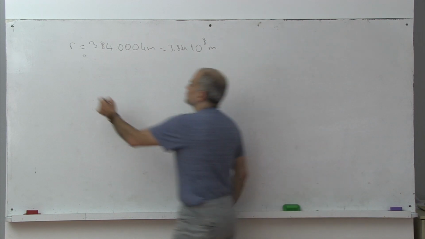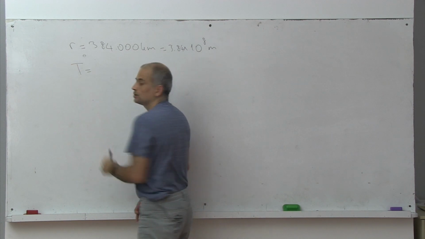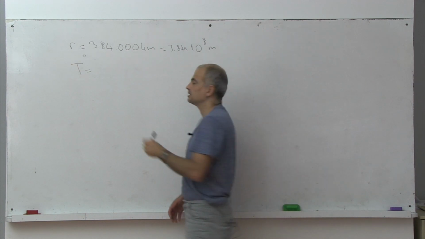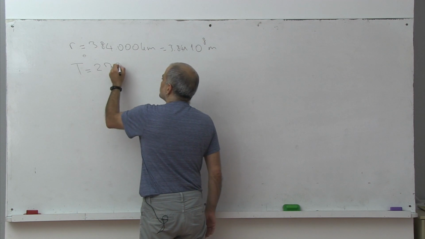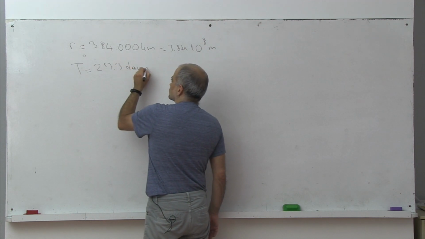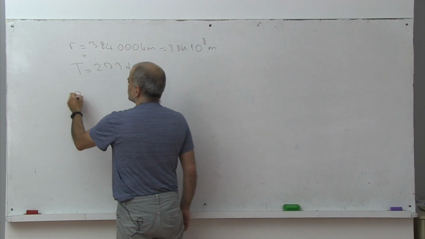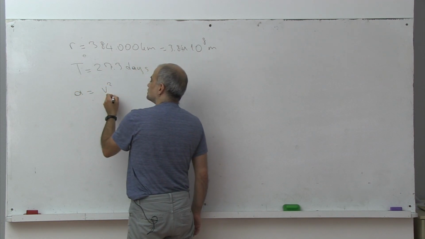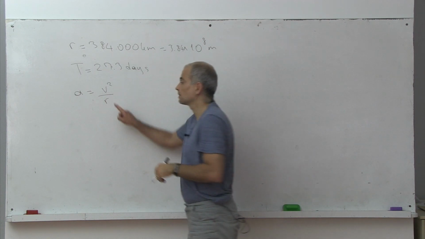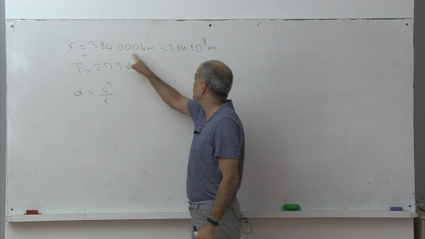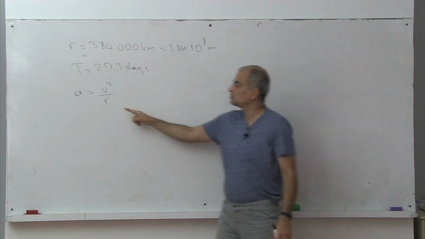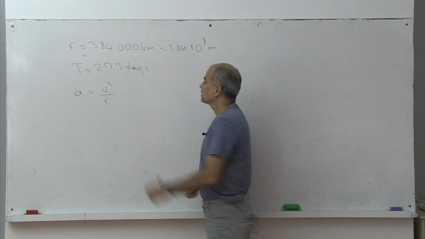And it completes one full rotation. That is, the period of the orbit of the Moon is 27.3 days. What will be its acceleration? Well, to calculate the acceleration, we will need the speed and the radius of the orbit. The radius we already know, but we need to determine the speed.